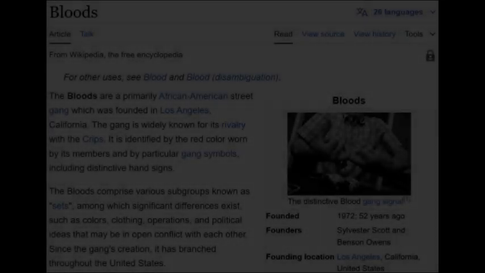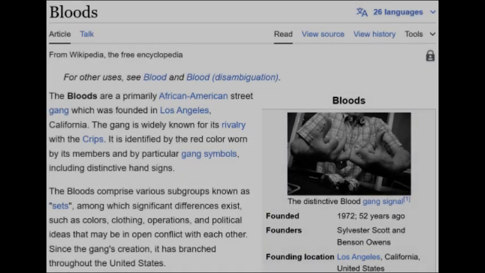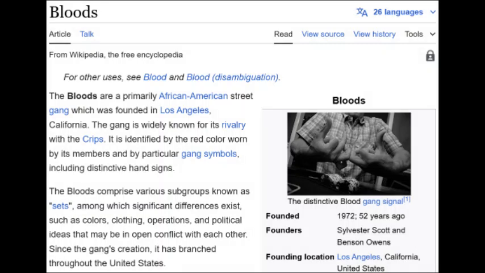Then we have the Bloods, a primarily African-American street gang. It was founded in Los Angeles, California. The gang is widely known for its rivalry with the Crips. It is identified by the red color worn by its members, and particularly gang symbols, including distinctive hand signs. But of course, notice the name Blood, or the Bloods, and they carry red as their color.